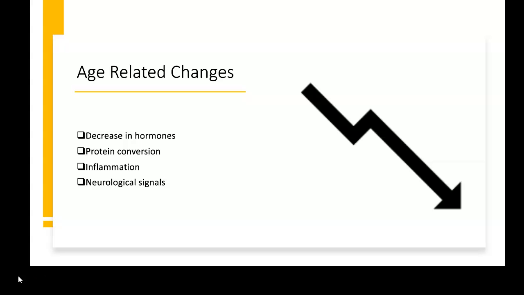One would be decrease in hormones, specifically testosterone. A decrease in testosterone would not be good, as that hormone stimulates protein synthesis and muscle growth. Including hormones, protein would also play a big role, as our body breaks down our food into amino acids, which builds muscle, and a change in our diet could affect our muscle mass. Inflammation could also lead to muscle wasting, as well as neurological signals.